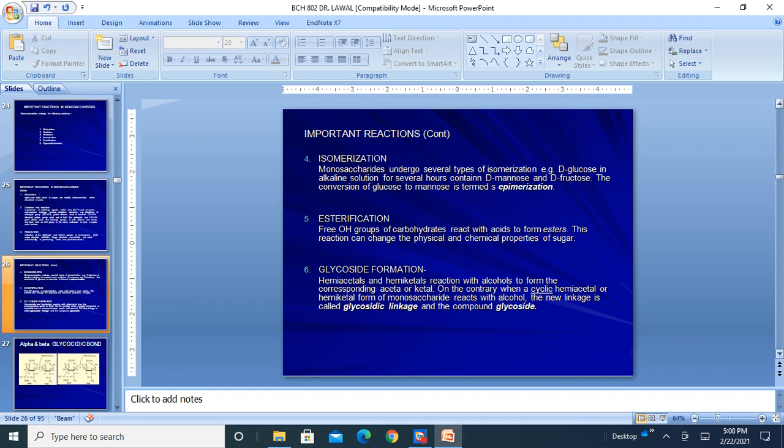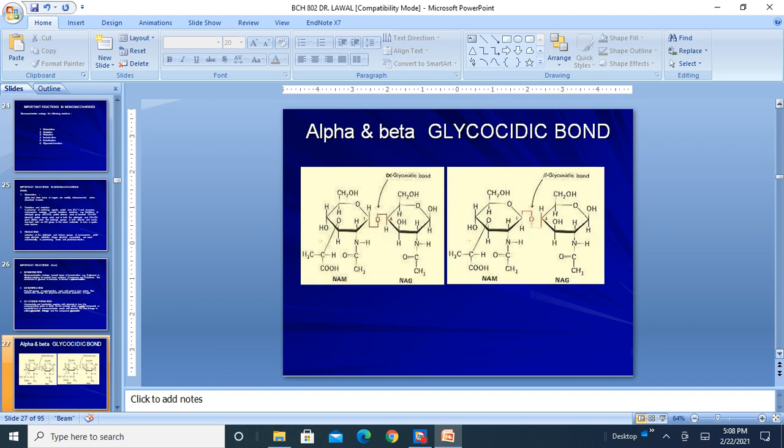Now these are structures depicting whether the anomeric carbon involved in the glycosidic linkage is in the alpha conformation or the beta conformation. If it is in the alpha conformation, that will be an alpha glycosidic bond. But if the anomeric carbon involved in the glycosidic linkage is in the beta conformation, it will be forming a beta glycosidic linkage.